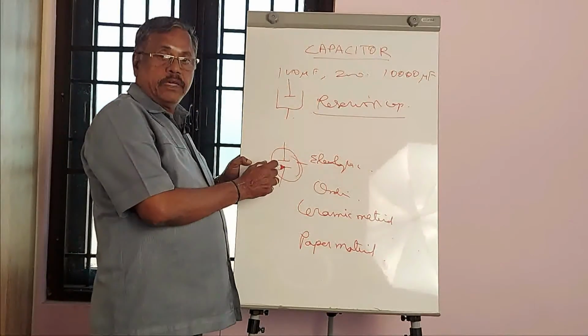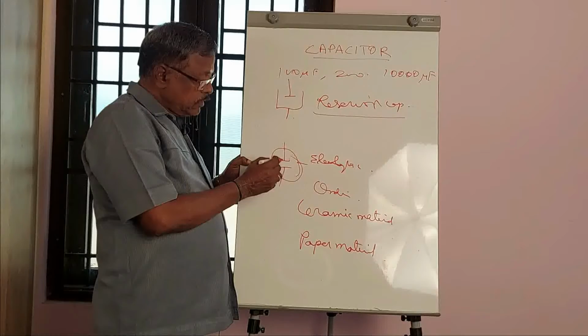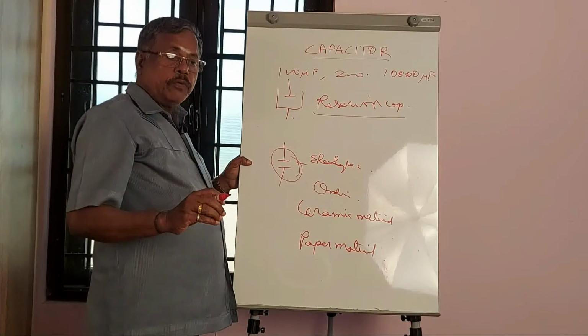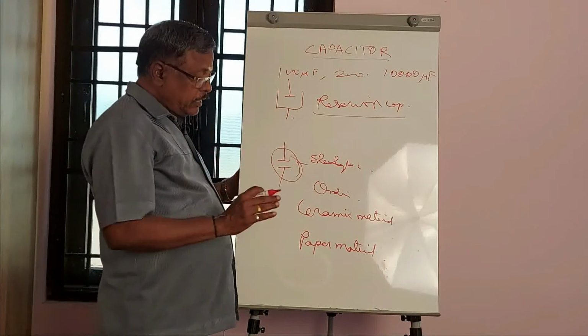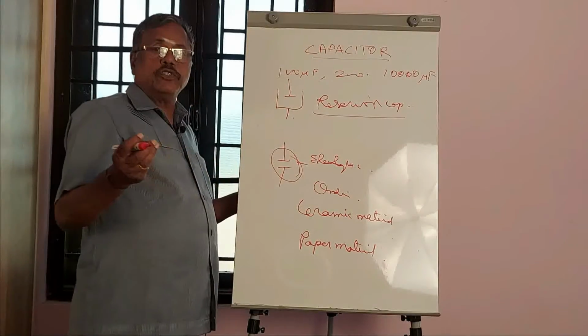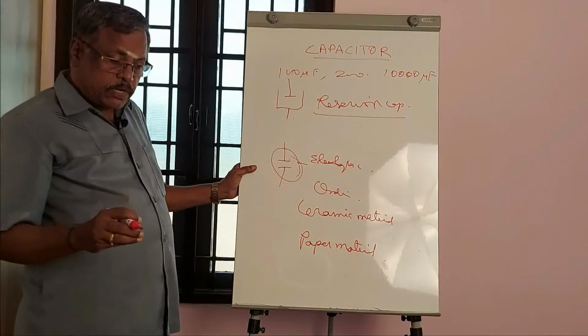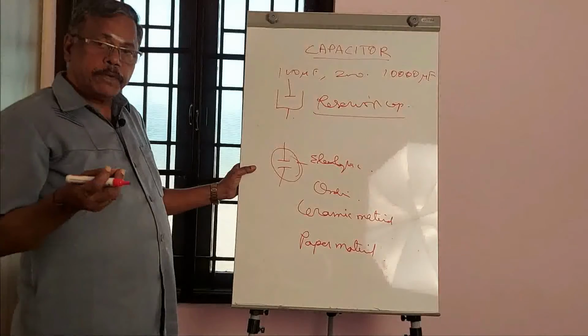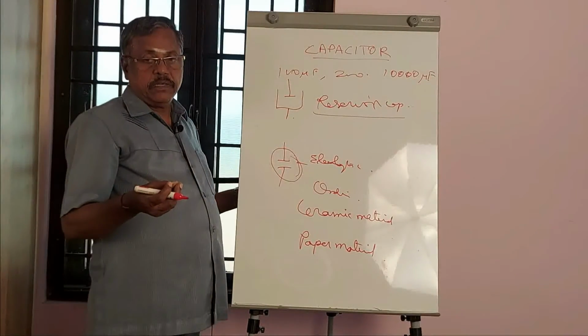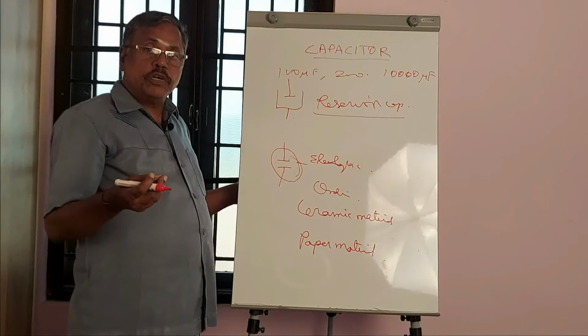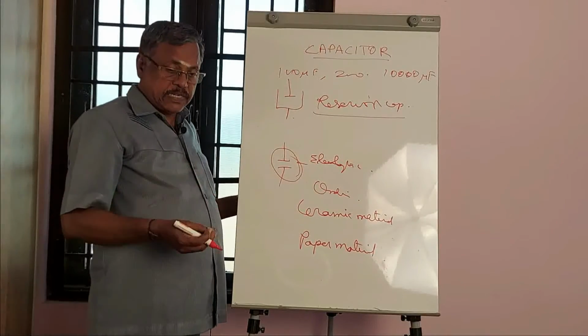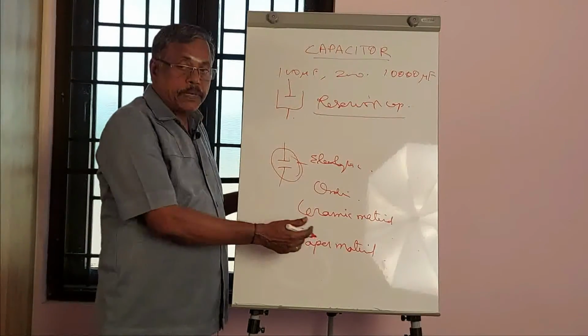They cannot be very high voltage capacitors. You have to choose the value and also the working voltage accordingly. So if the voltage is going to be 12 volts, for the same value you can opt for a ceramic type capacitor. And if the working voltage is going to be very high, but the capacitance value is less, then you can opt for paper capacitors.